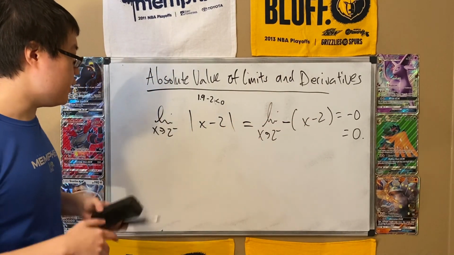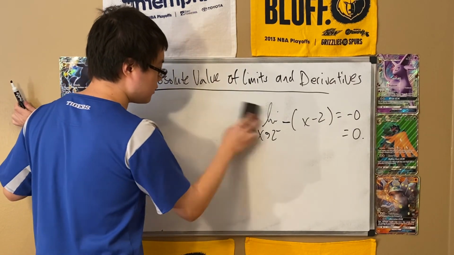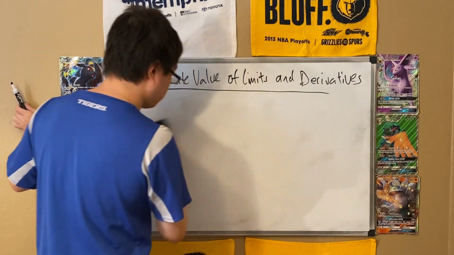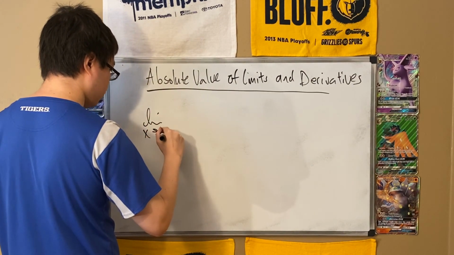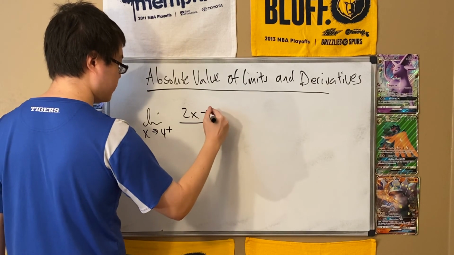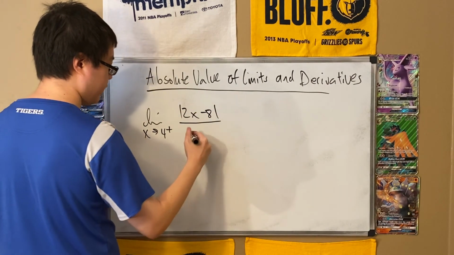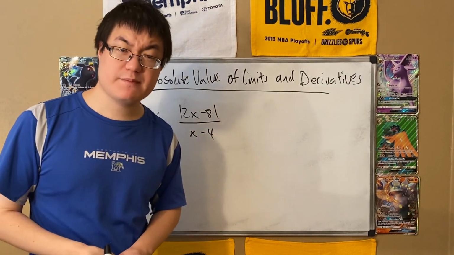So let's try a little bit of a harder example, or maybe just the next example. Not much harder than this one. The next one I'm going to do is the limit as x goes to 4 from the right, and then we're going to have 2x minus 8 on the top in absolute value bars, and x minus 4 on the bottom. So here I see this limit.